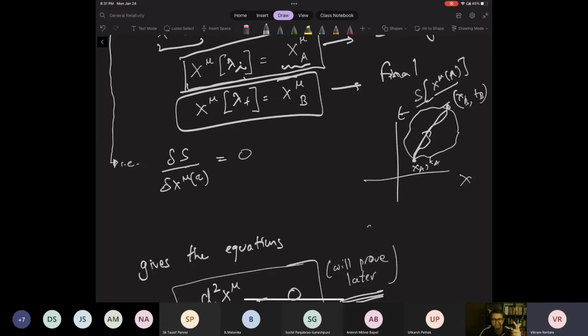The action gives me a single number. I calculate it for all the trajectories and I find the trajectory which gives me the maximum action, S max. That is the trajectory that the particle follows. It's the one that maximizes the proper time, or equivalently the action.